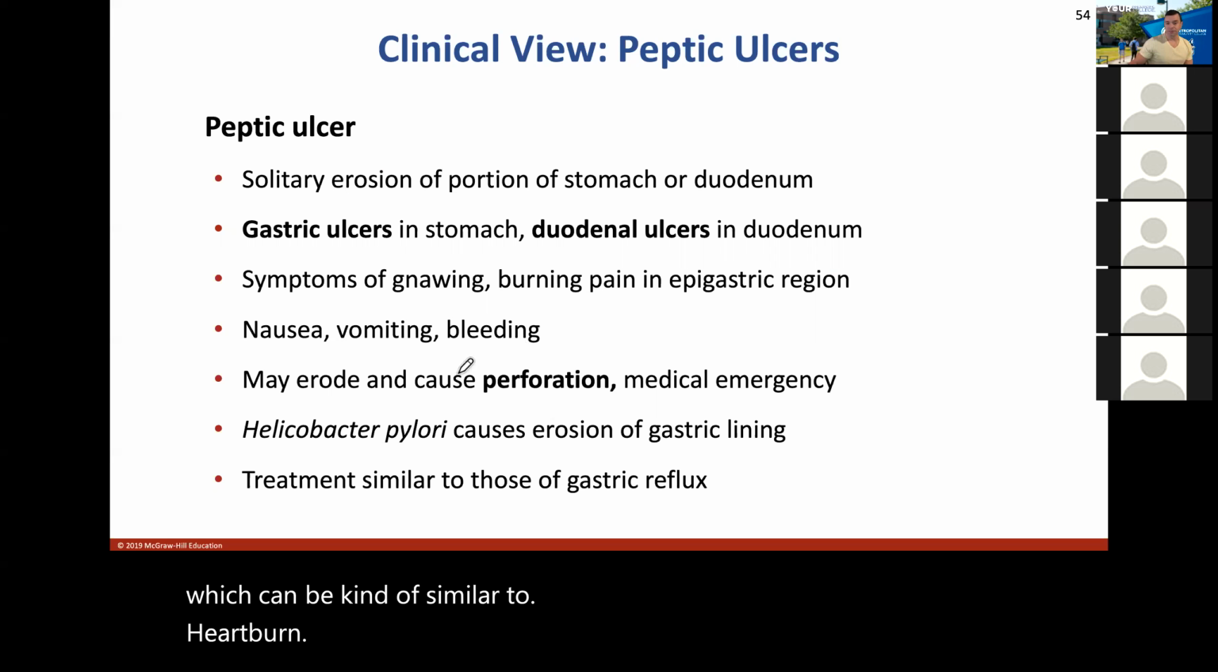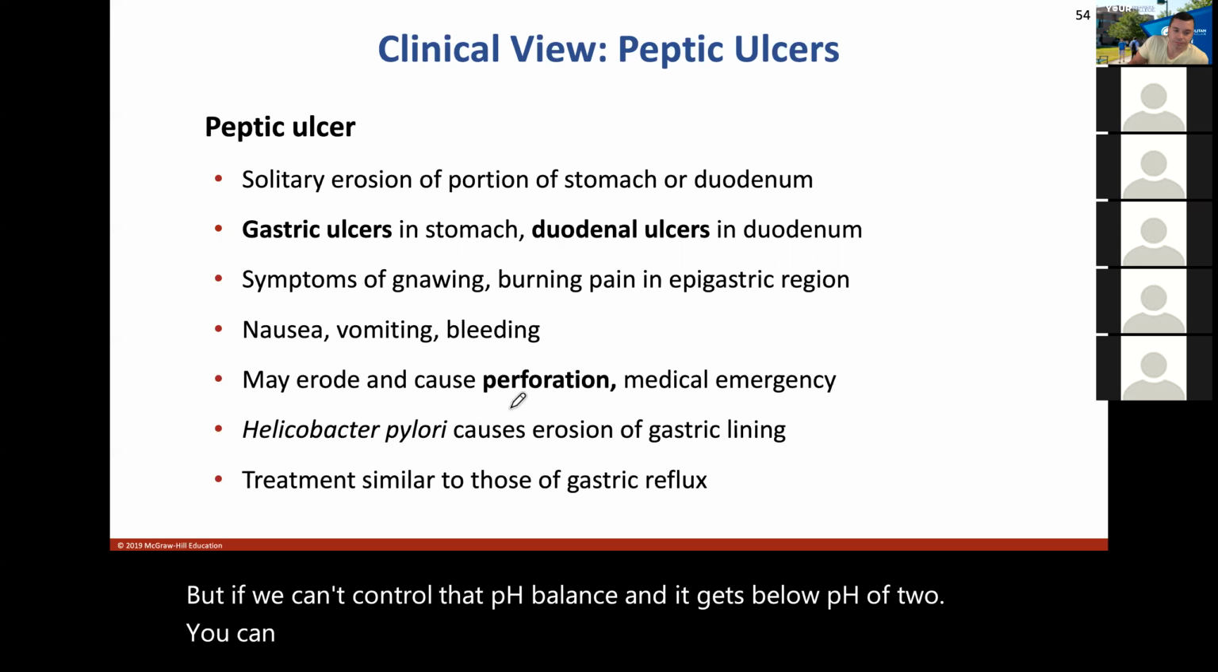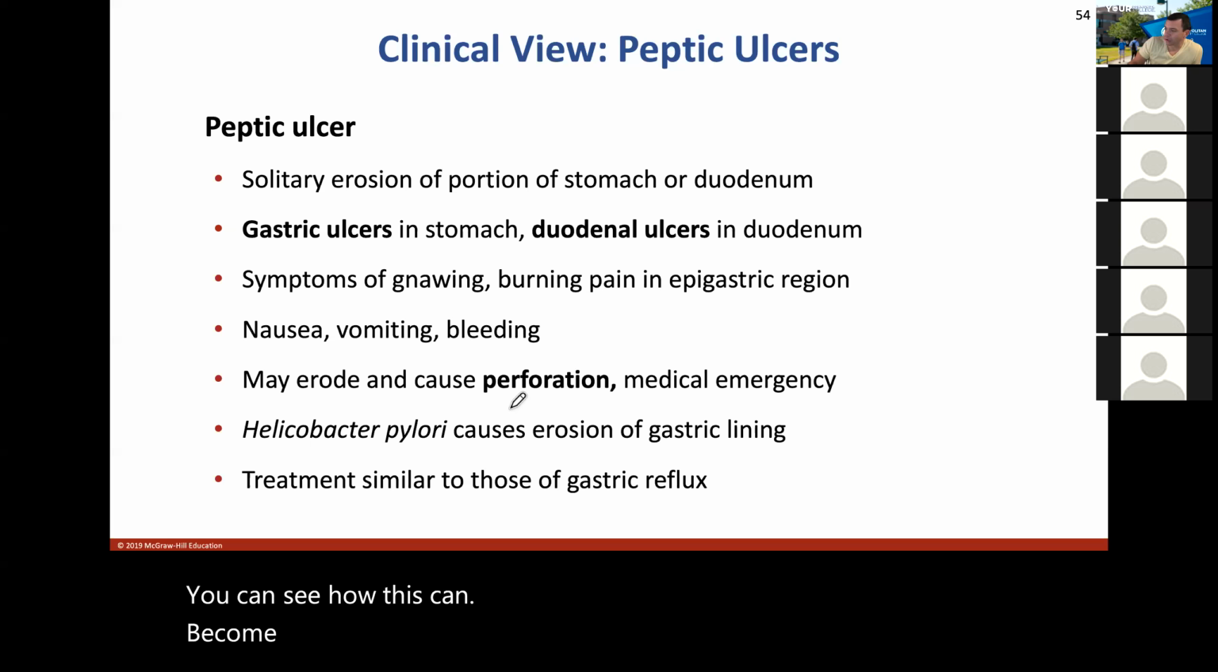But if we can't control that pH balance and it gets below pH of 2, you can see how this can become crazy, burn a hole through your stomach and perforate it. And if that's the case, you're probably going to die.